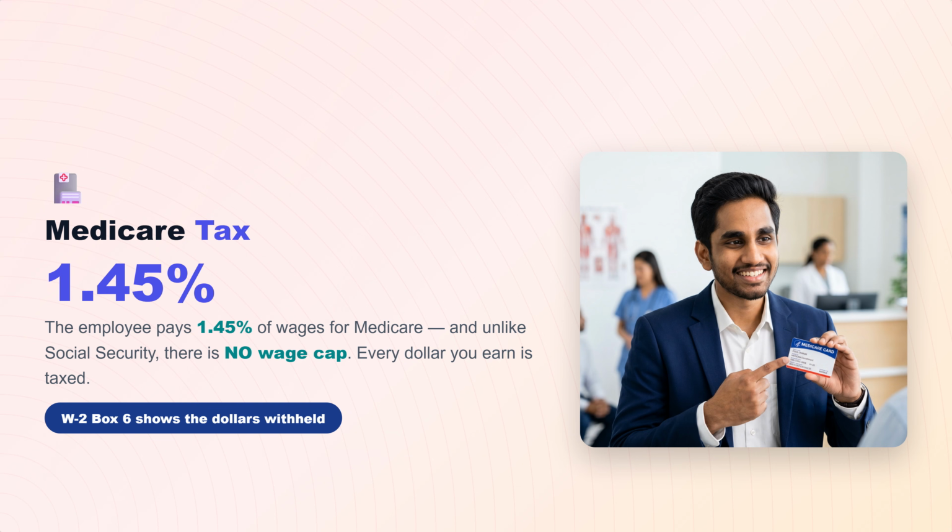The second half of FICA is Medicare tax. As the employee, you pay 1.45% of your wages for Medicare. And here's the big difference from Social Security. Medicare has no wage cap. Every single dollar you earn is taxed at 1.45%, no matter how high your salary goes. The amount withheld shows up in Box 6 of your W-2.